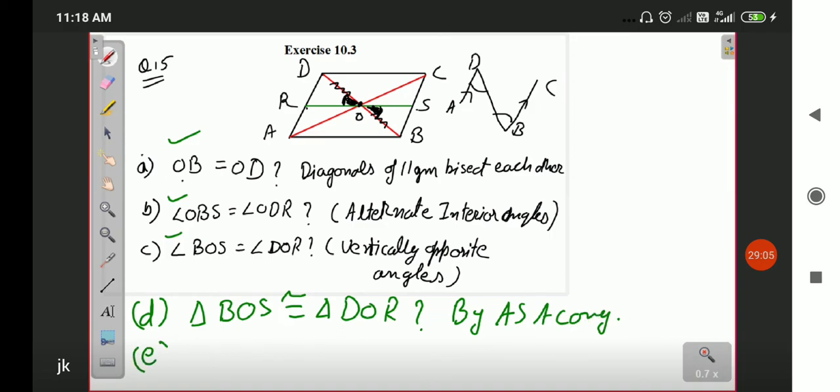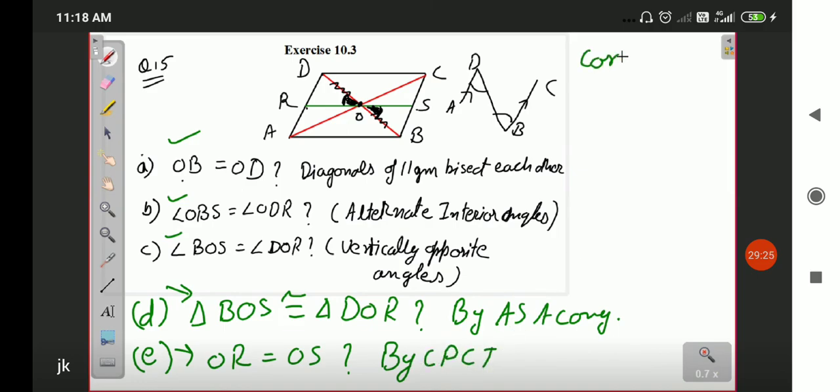And lastly, E part. OR and OS are equal. Why? Because corresponding parts of congruent triangles are equal. Since these two triangles are equal, their remaining sides will also be equal. You can just write by CPCT. CPCT is corresponding parts of congruent triangles.